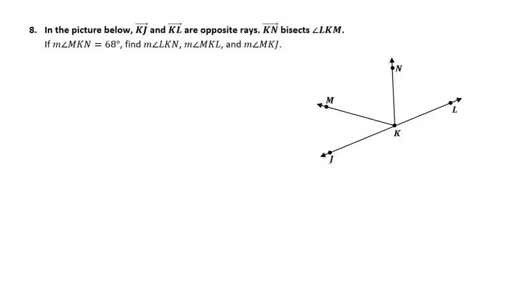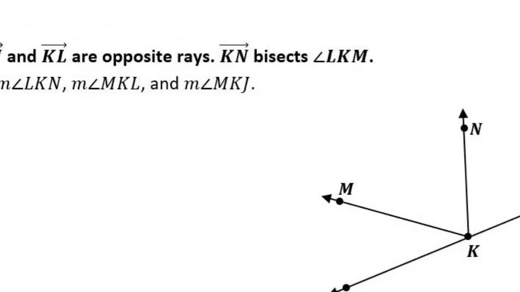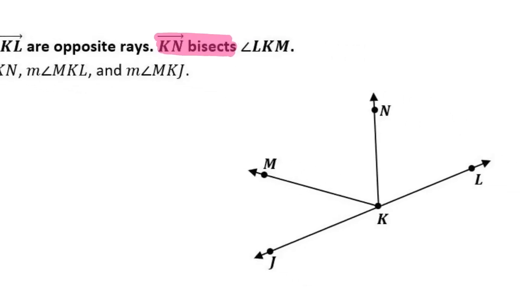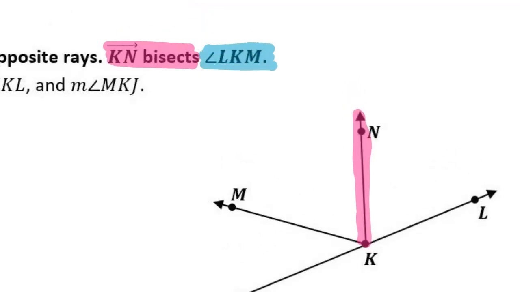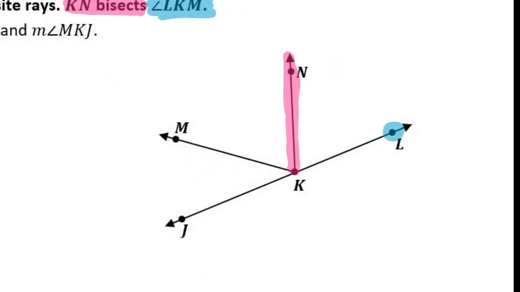Okay. So page 6 says in the picture below, ray KJ and ray KL are opposite rays. Then it says ray KN bisects angle LKM. So KN, this ray right here, bisects angle LKM. So here's L over to K and up to M.